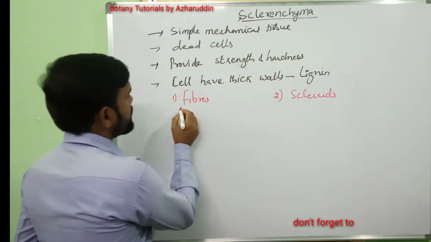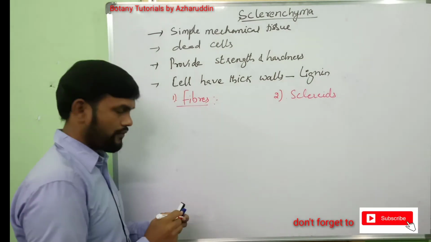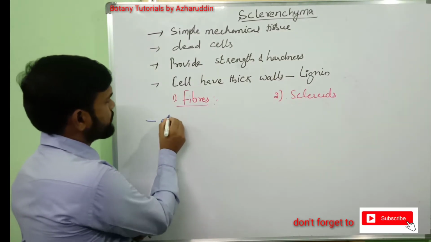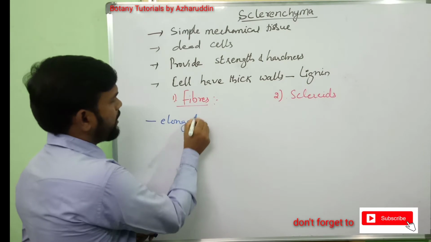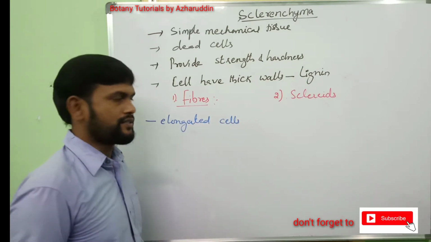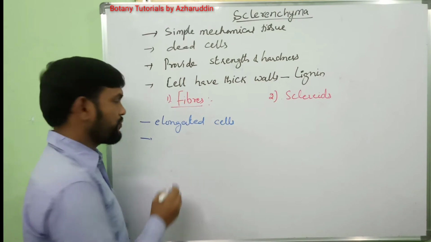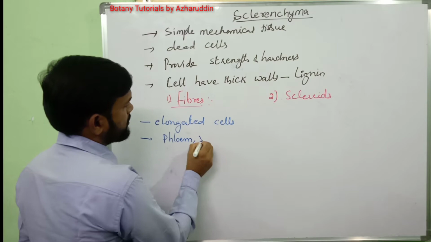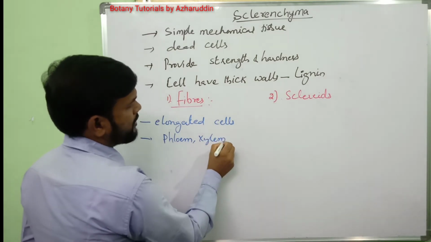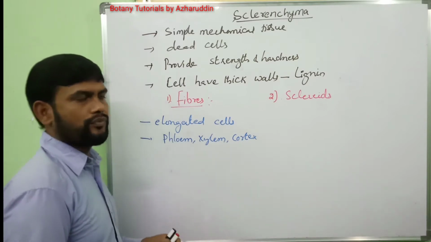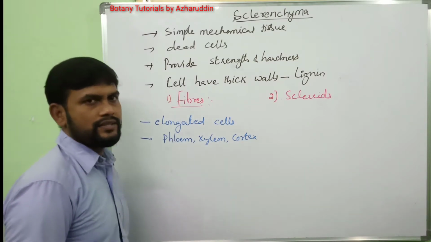Next, coming to the first one, fibers. These fibers are elongated cells with tapering ends. These fibers are present in phloem, xylem, cortex and pericycle also.